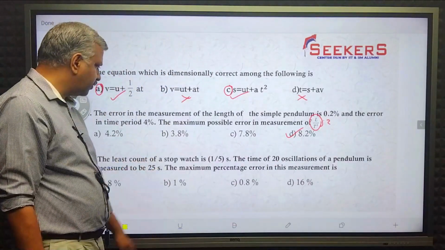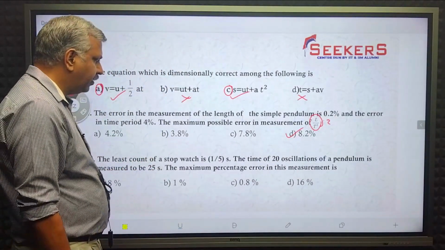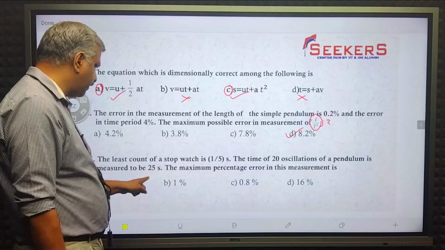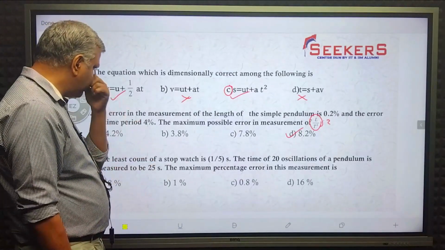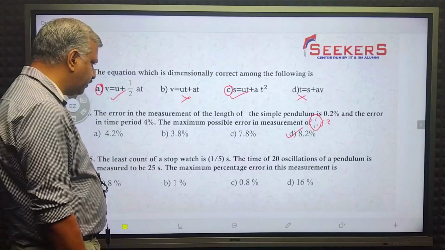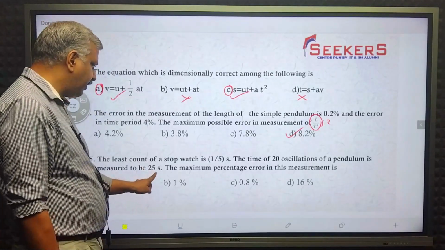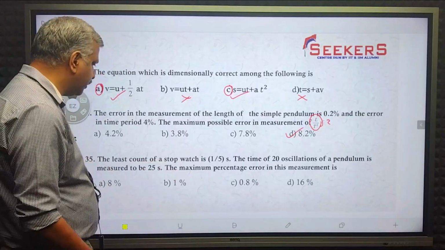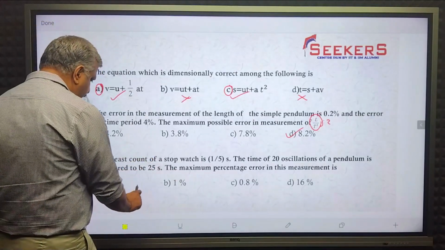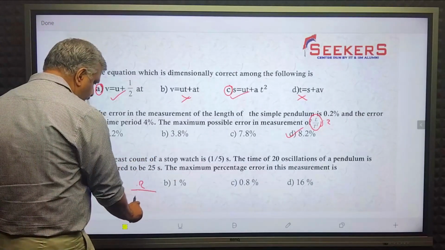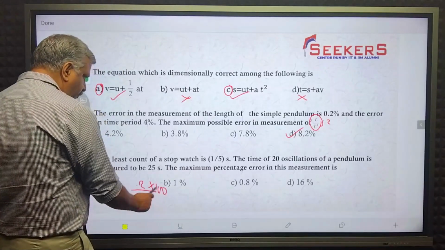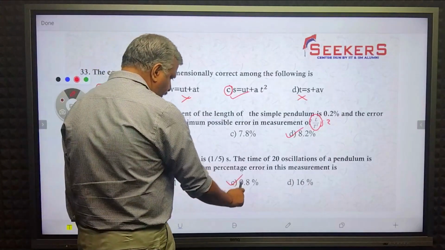The least count of a stopwatch is 1 by 5. The time of 20 oscillations of a pendulum is measured to be 25 seconds. The maximum percentage error in this measurement is how much? So I have measured 25 seconds and the least count is 1 by 5th of a second. So one unit I might have made an error. So 0.2 divided by 25 into 100. So this would give me 0.8. So the answer is 0.8%.